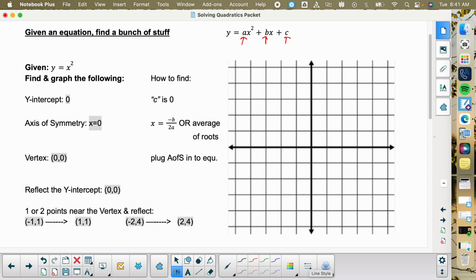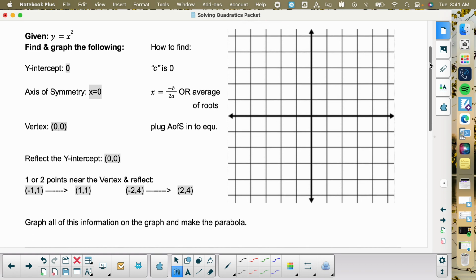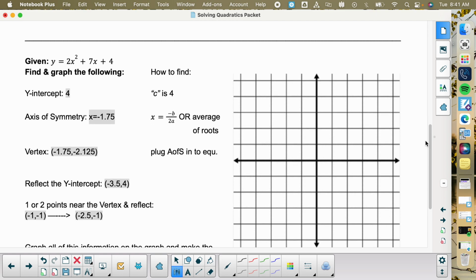But as we do these problems, that's the first thing we have to find out, because we're going to use those letters to find the answers. So when we're looking at number 2, A is going to be 2, because it's 2x squared. B is going to be 7. C is going to be 4.